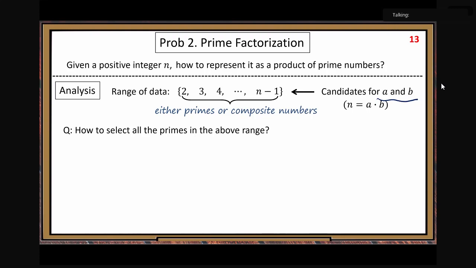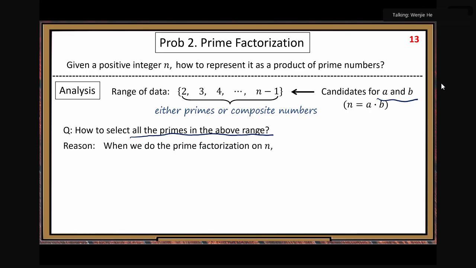So the question: how do we select all the primes in the above range? We go through from beginning to end. If the current number is a prime, we select it. If it's not prime, we drop it. We are interested in all the primes. The question is how to find all the primes. That's part of our understanding.